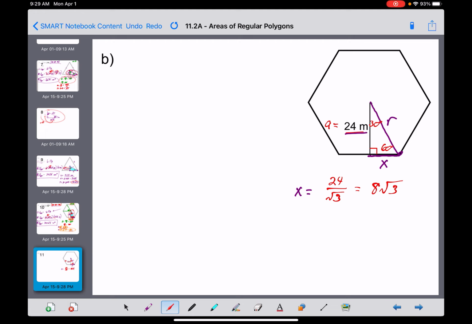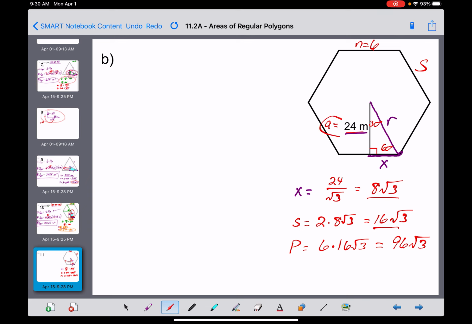Let me think about that for a second. 24 root 3 over 3. Yeah, you're going to get 8 root 3 for X. Then S, a side length here, one whole side, is going to be double that amount. 2 times 8 root 3 is going to be 16 root 3, and the perimeter then is the length of each side times the number of sides, which in this case is 6 sides. So 6 times 16 root 3 gets you a big perimeter of 96 root 3.